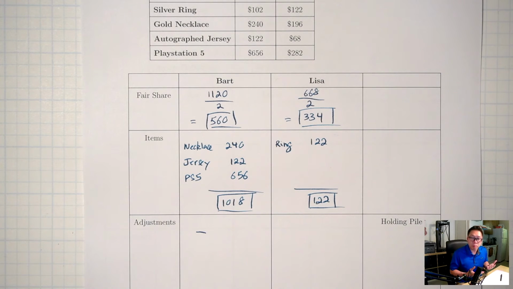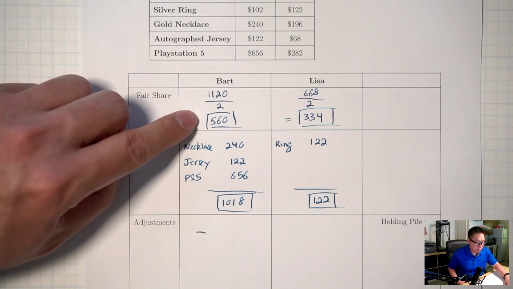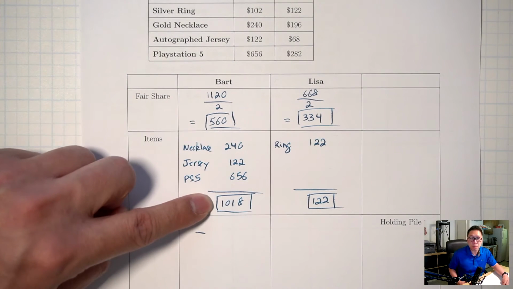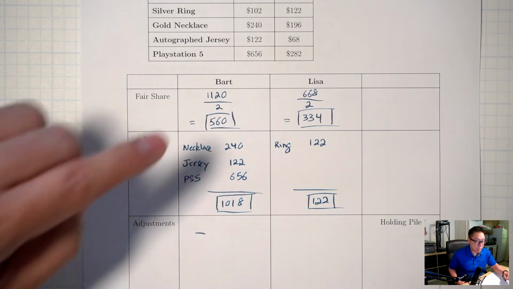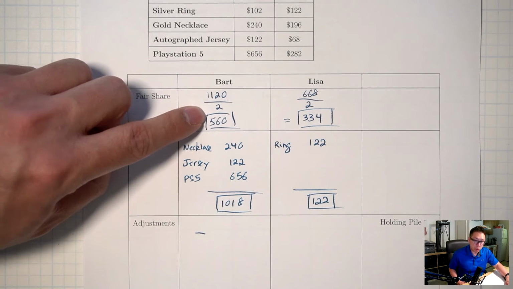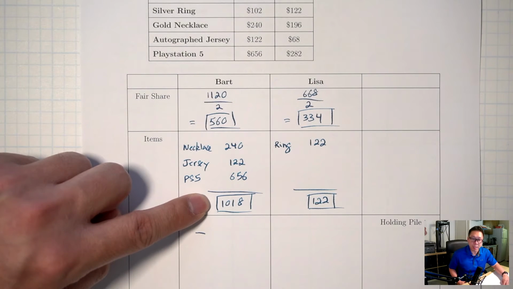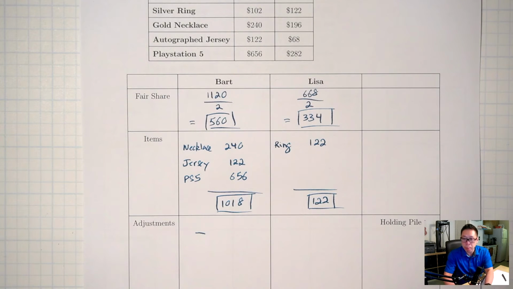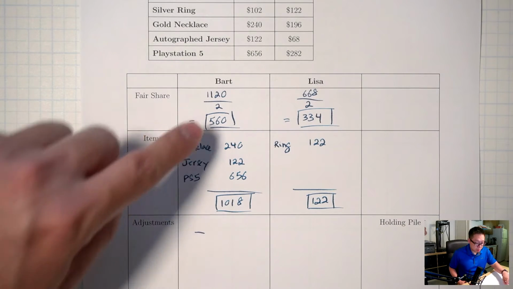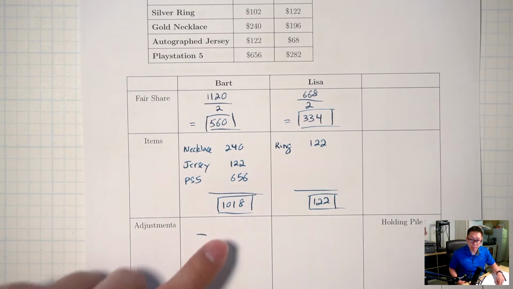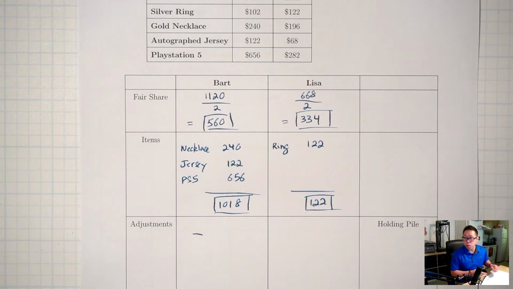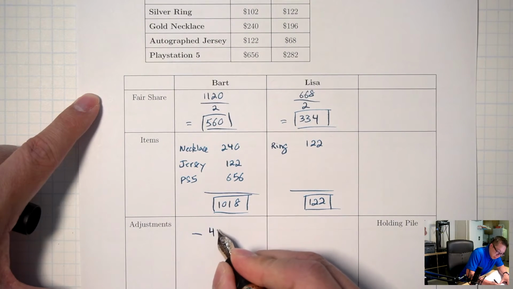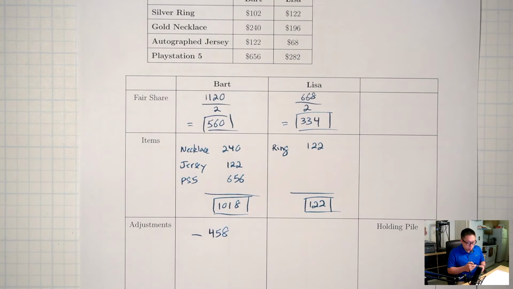Now, how much cash are we going to take from Bart? So the way you find out is you're going to subtract. So 560 minus 1,018. Okay, so do it in that order. The 560, the fair share, minus 1,018. And I do expect a negative number, right? Because smaller number minus a bigger number should be a negative number. And it's negative 458.